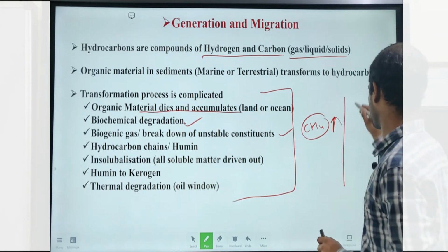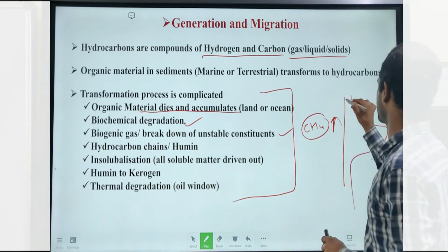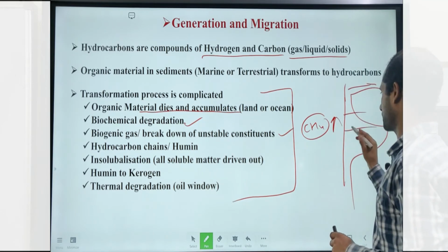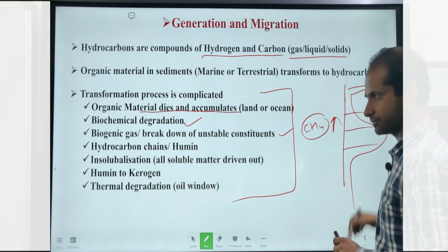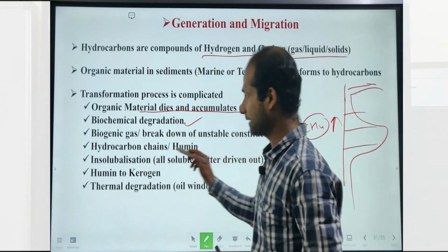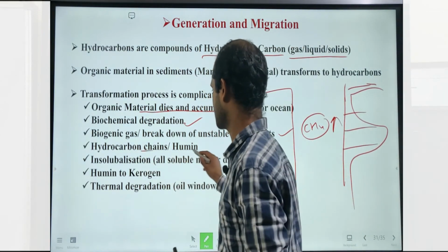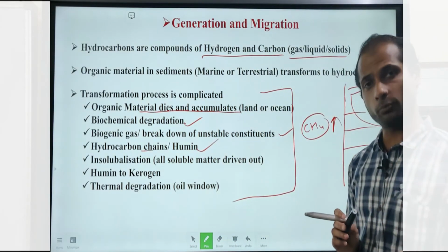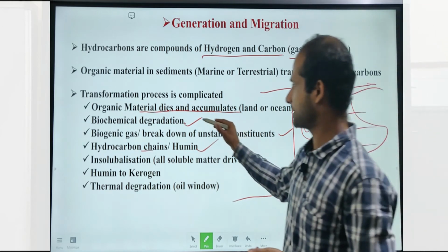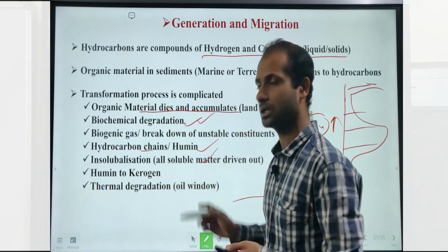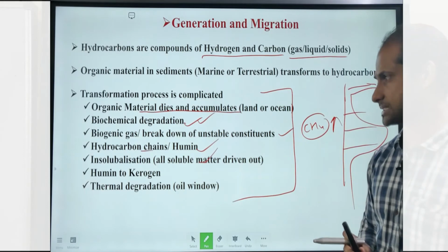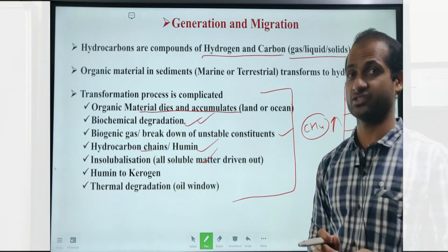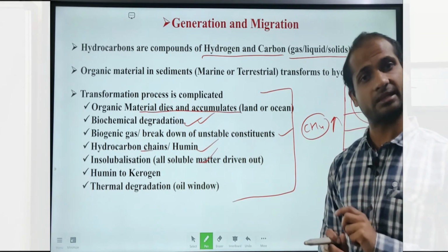We discussed the oil window and gas window. Over there, initially there was a biogenic gas, after that we get the wet gas zone, then the oil zone, then the dry gas zone. After that this hydrocarbon chain forms humin, then we get biopolymer, then geopolymer, then kerogen and bitumens, and after that the cracking takes place in the metagenetic stage. Okay, diagenetic, metagenetic and catagenetic stage.